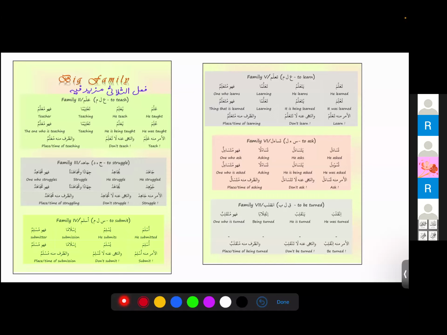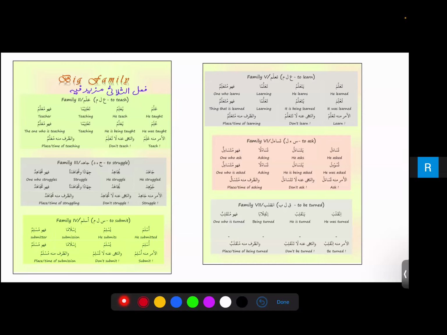The second family is Jahada Yujahidu. Then we have Aslama Yuslimu. Then next is Ta'allama Yata'allamu. Then Tasa'ala Yatasa'alu. Then Inqalaba Yanqalibu. Then followed by Iktaraba Yaktaribu. Then the next is Ihmara Yahmaru. And the last is Istaghfara Yastaghfiru. Very good.